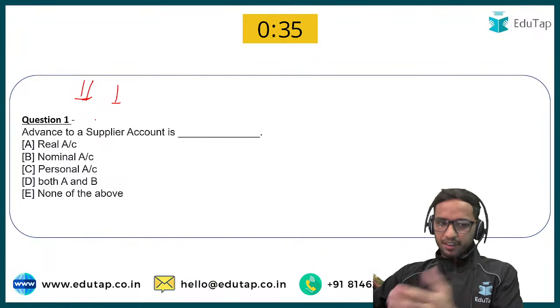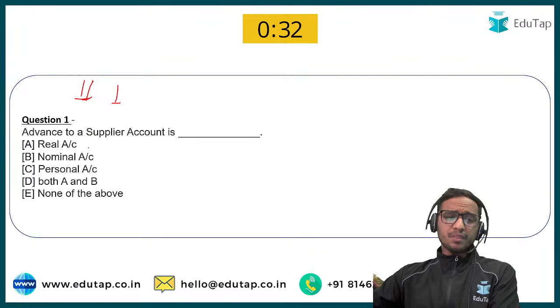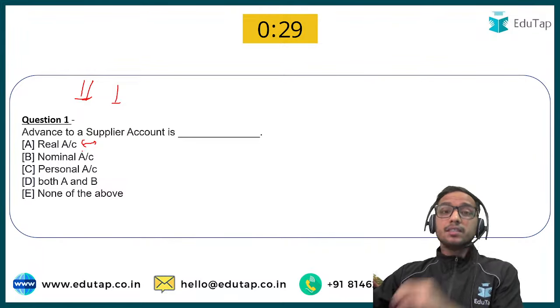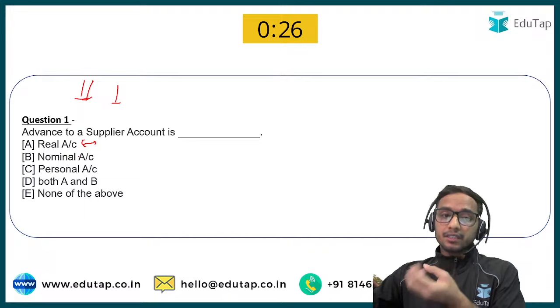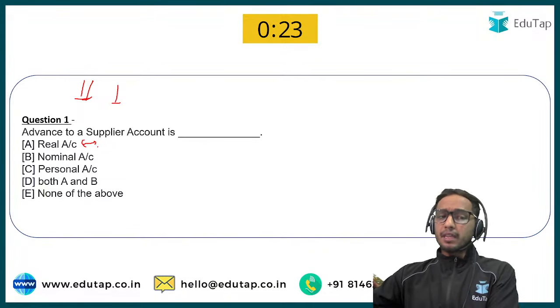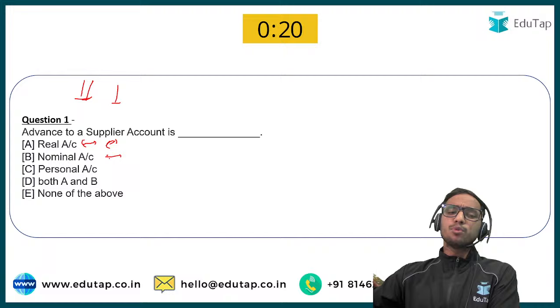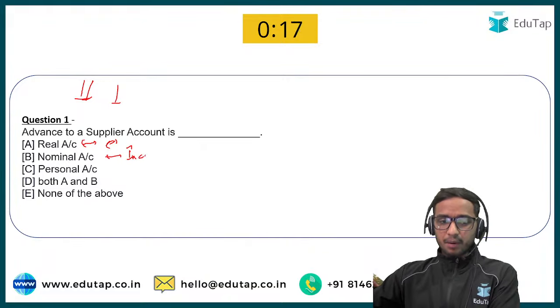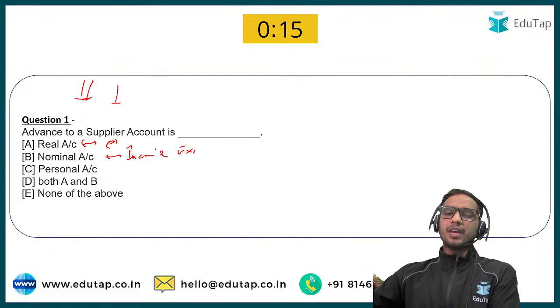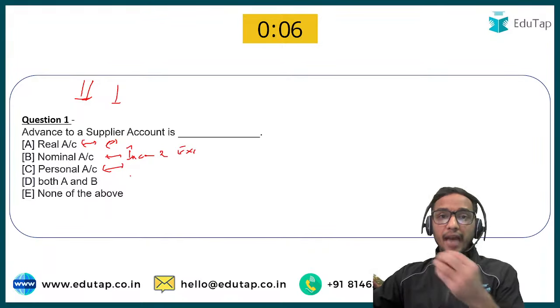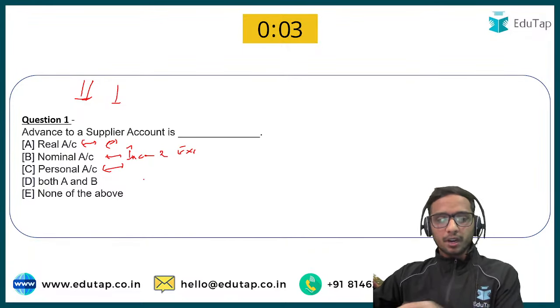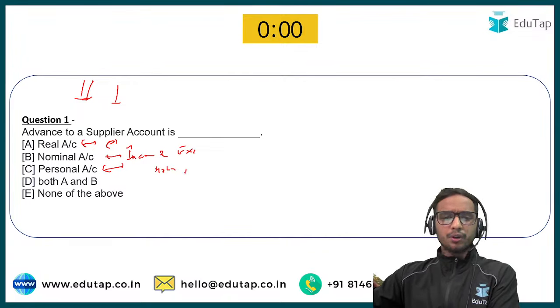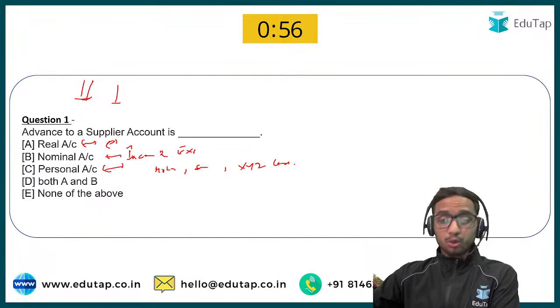See, we have different types of accounts in accountancy, right? We have real account. Real account means the accounts which have some worth, the assets accounts, we include them into the real account. Now we have some nominal accounts as well, like income account and expenses account. And we have some personal accounts as well. Personal account means we have natural person accounts and artificial person accounts. Natural person means like Mohan account, Sohan account, and artificial person means XYZ Limited, the company accounts.